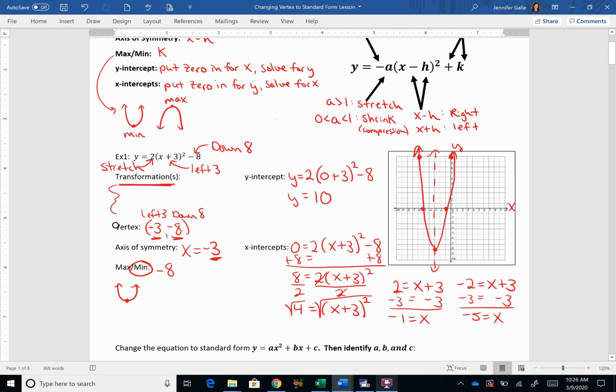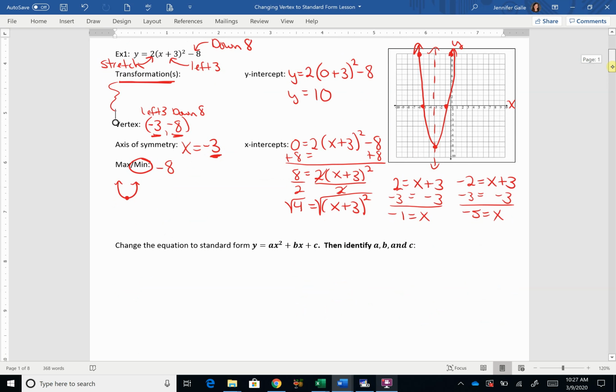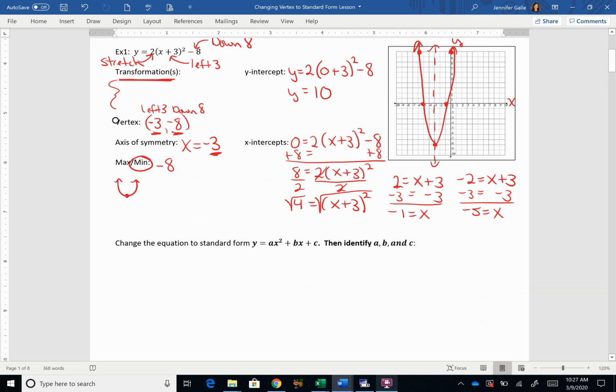Now we have our nice graph. I wanted to make sure we reviewed what you already know, and then we're going to build on that. We're going to get our second form for our quadratics. It's called standard form. I want to show you how we change our vertex form to standard form, and then in our next lesson, we're going to start graphing.